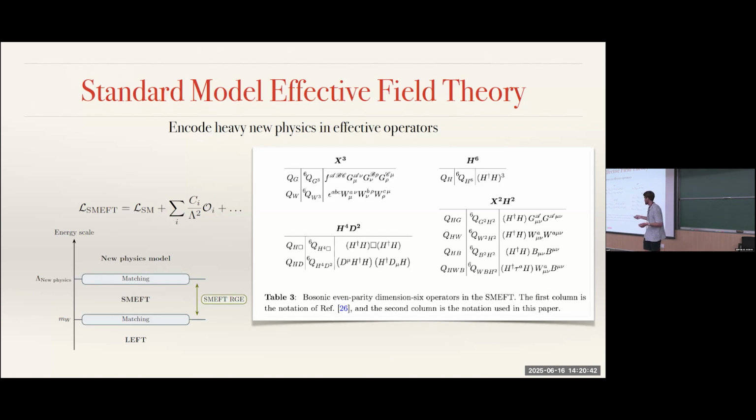Maybe these particles exist. Then, if they're heavy, you can match these particles onto the Standard Model EFT at the new physics scale. And then you have to evolve all your predictions from that high scale down to the scale of the measurements using the RG equation.